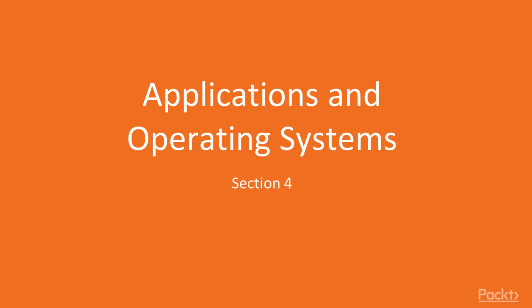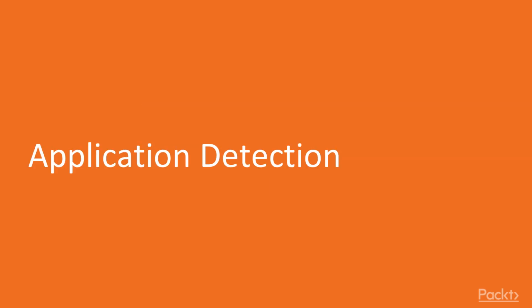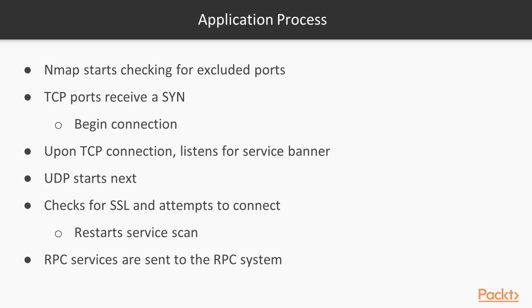Welcome to Section 4, all about applications and operating systems and how we can detect what they are based on the scan data that we receive. This is our first video where we're going to talk about the application detection portion. So how does Nmap figure out what applications are on a port?